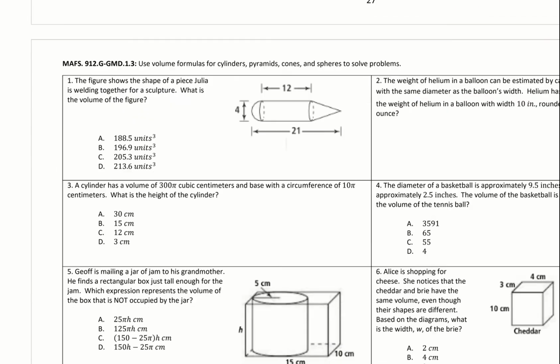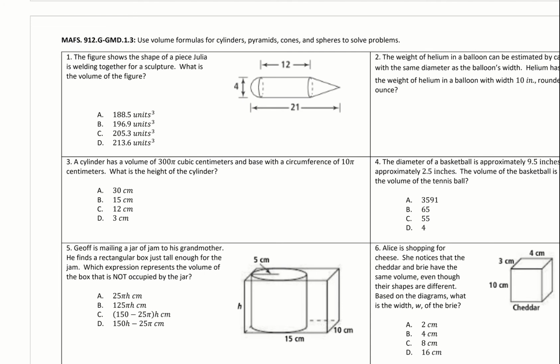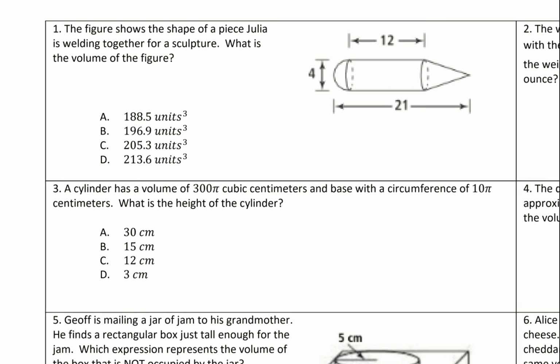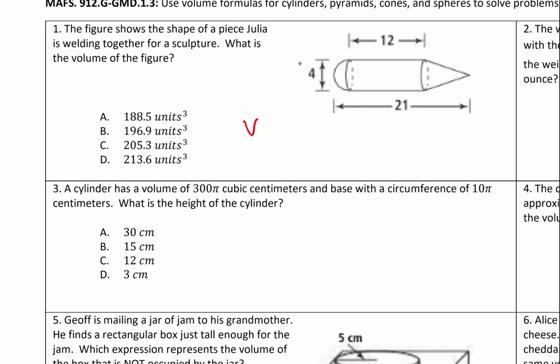All right, so looking at the next problem, we're moving to the next standard. Use volume formulas for cylinders, pyramids, cones, and spheres to solve problems. So the figure shows the shape of a piece Julia is welding together for a sculpture. What is the volume of the figure? So we have a hemisphere, a cylinder, and a cone. So the net volume is the volume of the hemisphere plus the volume of the cylinder plus the volume of the cone.